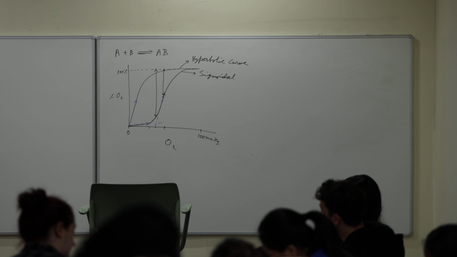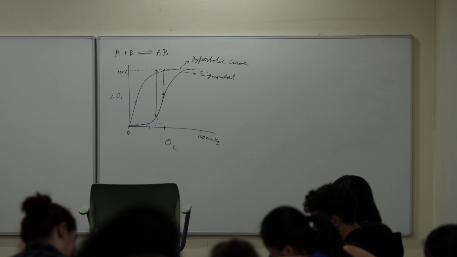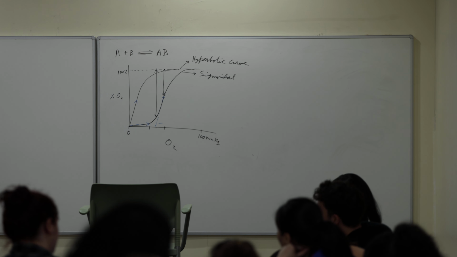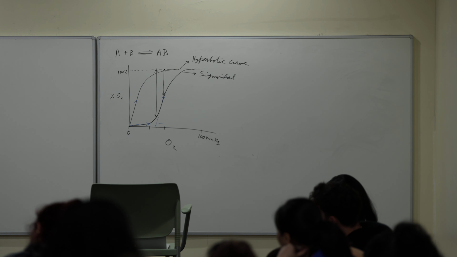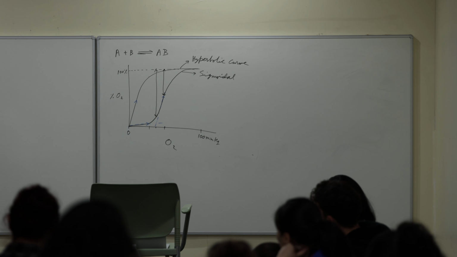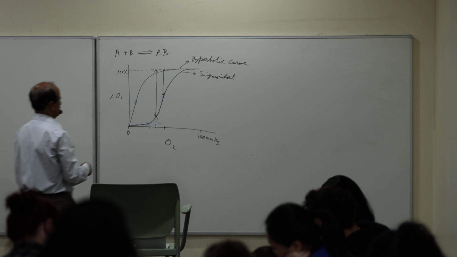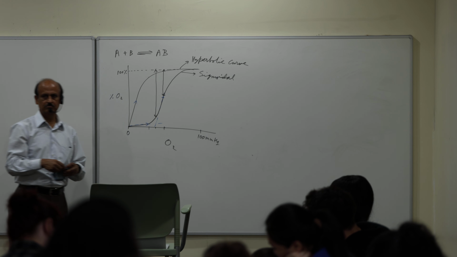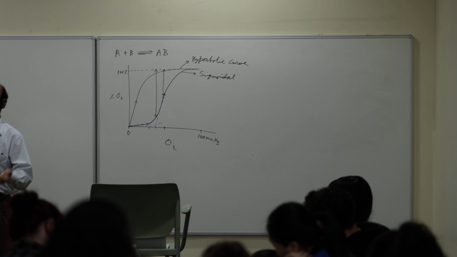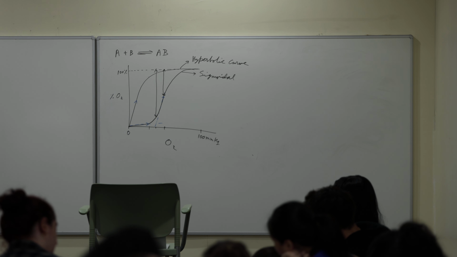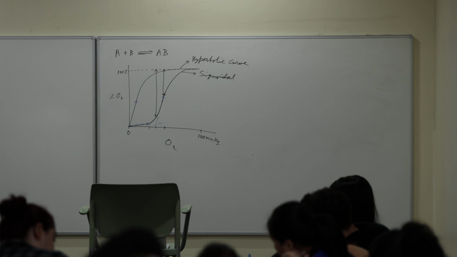So what is the response? As I said, if it is a tetramer, it has these two affinities. Why does it do that? Why does it have these two affinities? It has these two affinities because of something that binds to hemoglobin and changes the affinity of hemoglobin for oxygen.